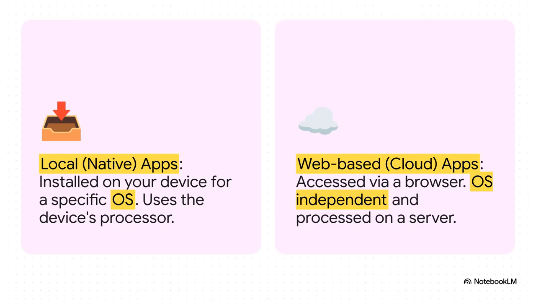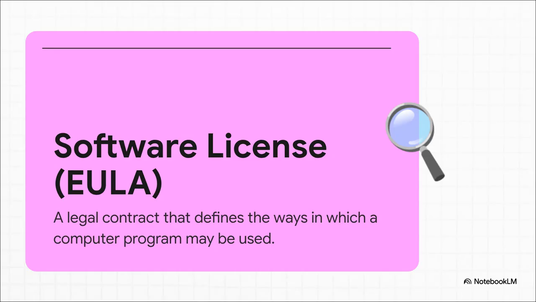First, local or native apps. These are the ones you actually install directly on your device. Think of a game you download to your phone. They're built specifically for that operating system, like iOS or Windows. Then, you have web-based apps. These guys live out in the cloud, and you just get to them through your internet browser. The huge advantage there? They'll work on pretty much any device that has a browser. Super flexible.